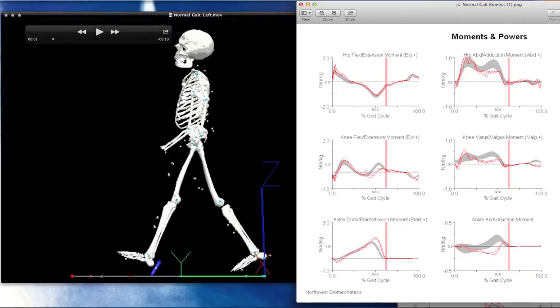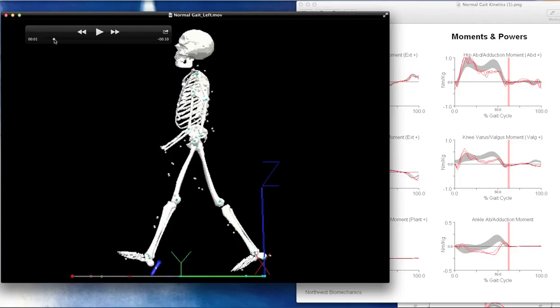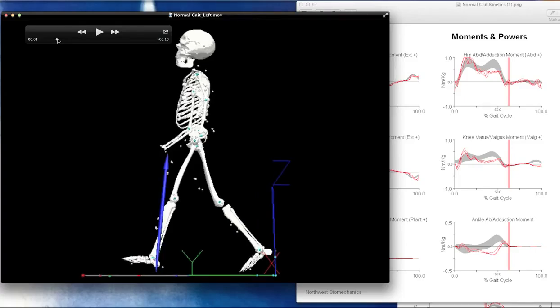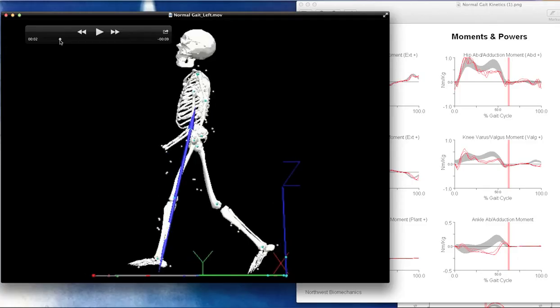eccentrically controlling the descent of the ankle. Let's watch that as it goes toward foot flat. Notice now that the moment arm has gotten smaller, but look at how large the ground reaction force is, and that it's still posterior to the ankle joint center, and so it stays posterior. There's foot flat right there.